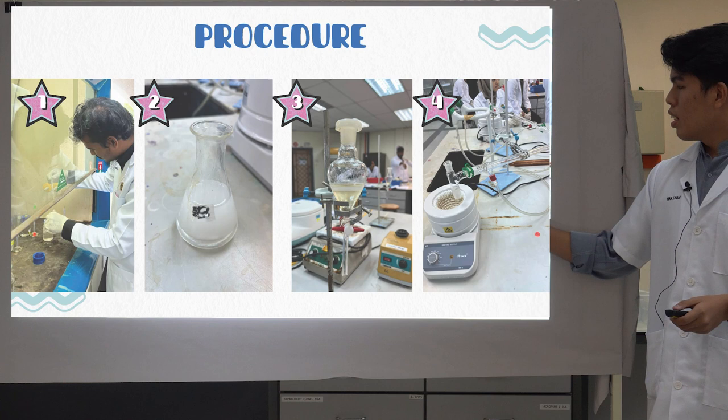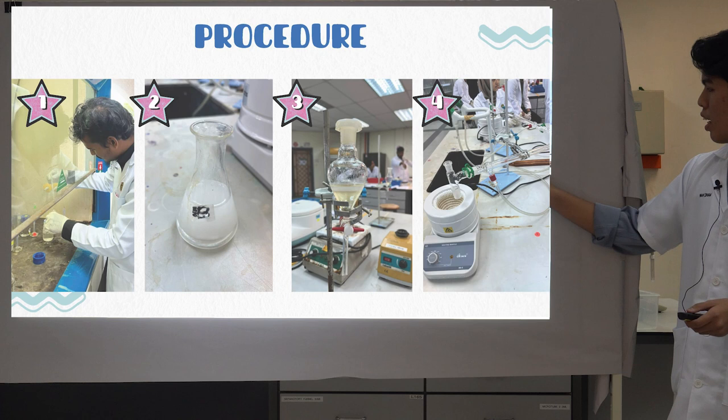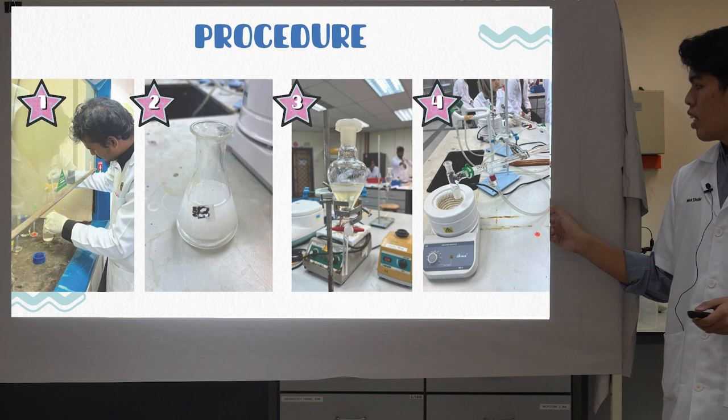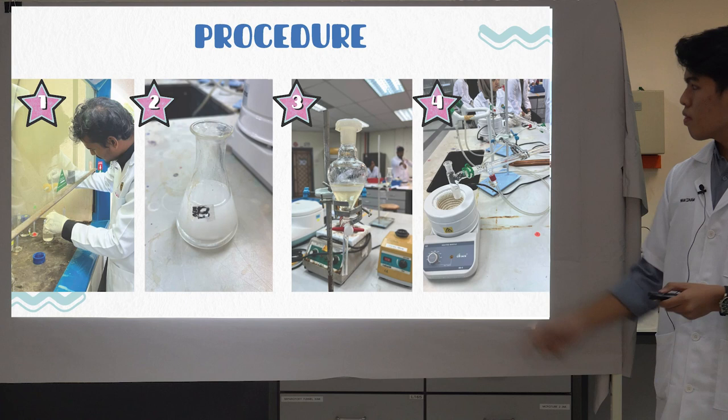The DCM will vaporize first, and it will go through the condenser and through the outlet to the round bottom flask. In the round bottom flask, we will get the pure DCM, and in the previous flask, it will have the base. So that is the result.